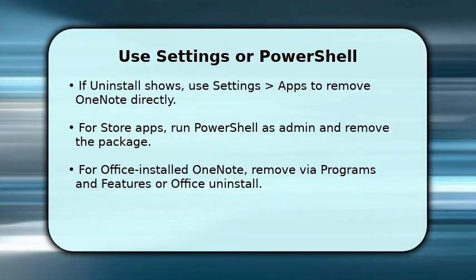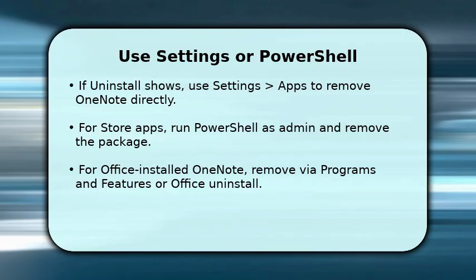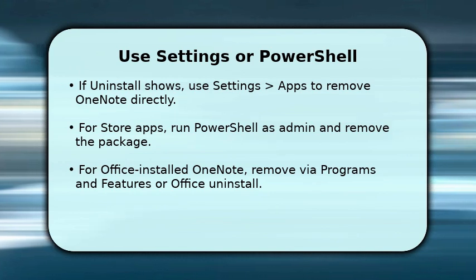If OneNote is bundled with Office, go to Control Panel, Programs and Features, or Settings, Apps, select Microsoft Office, and choose Change, then uninstall the OneNote component or the entire suite as needed. Make sure you confirm prompts and wait for completion.